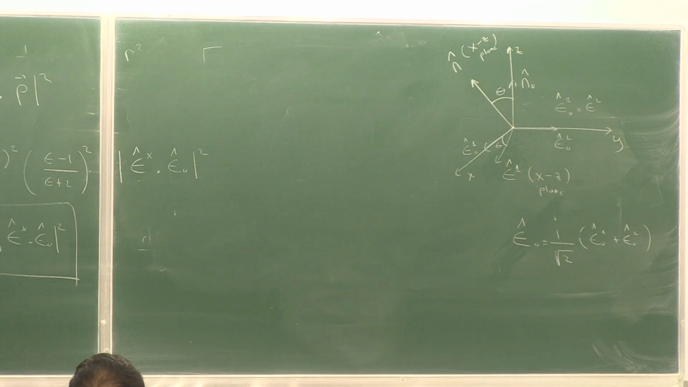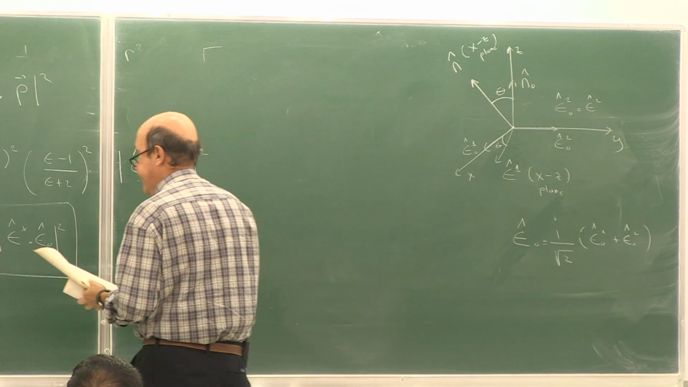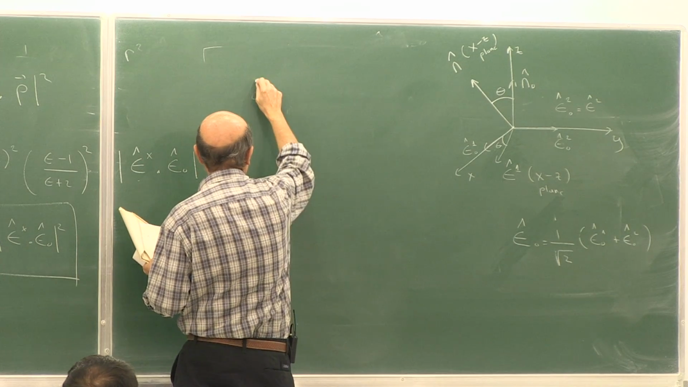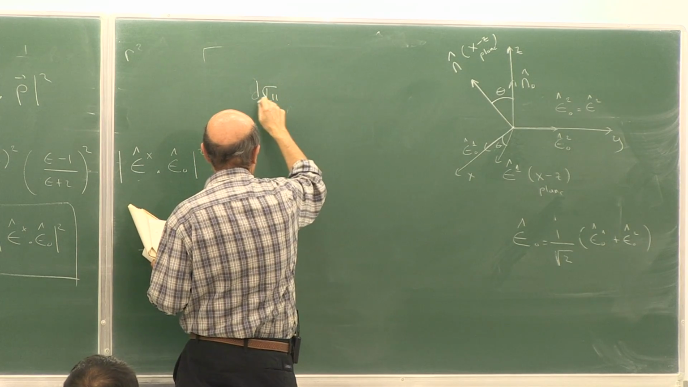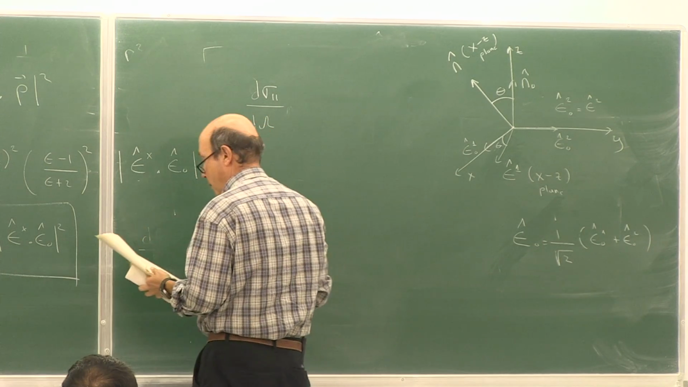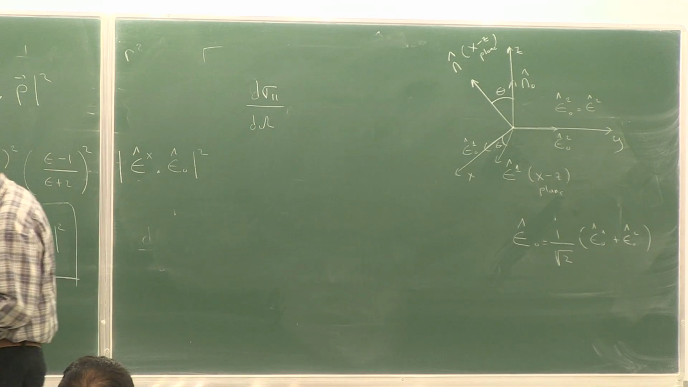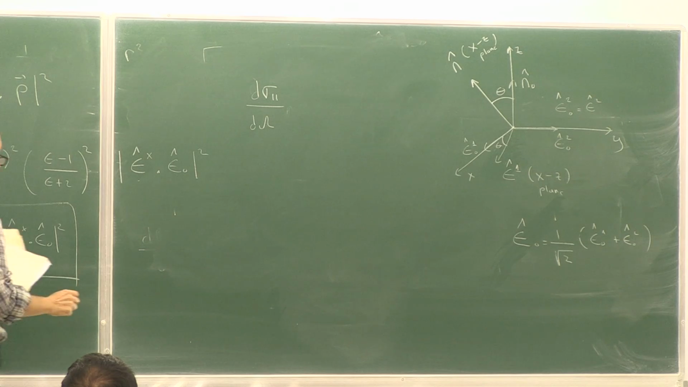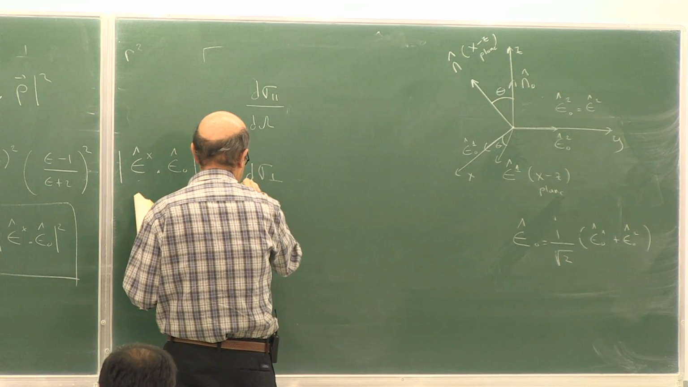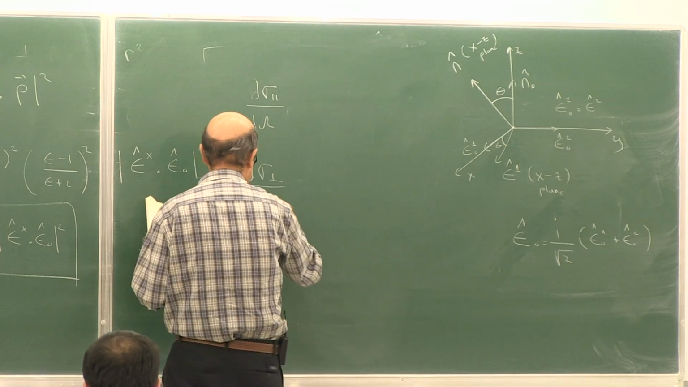Now, let us do the following. Let us decompose the scattering cross-section per solid angle into two pieces. One of them is scattering cross-section per solid angle parallel to the scattering plane. The other is perpendicular to the scattering plane.